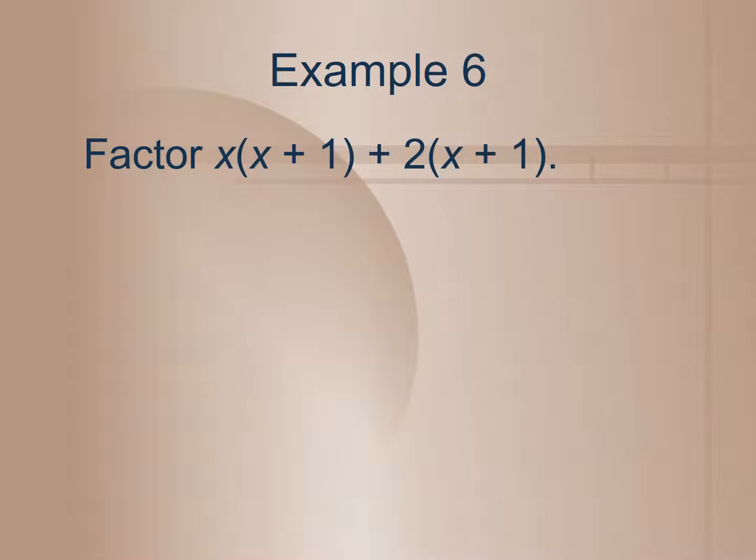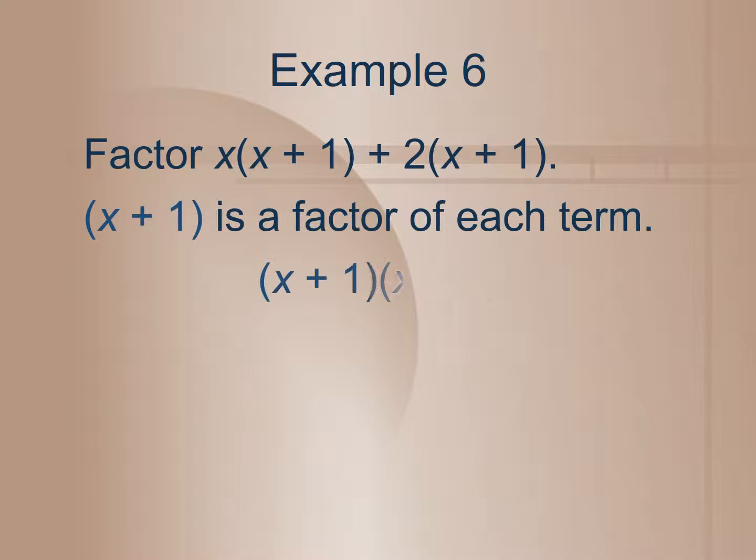So let's factor x parentheses x plus 1 plus 2 parentheses x plus 1. So notice that there are 2 terms here. This is our first term, and this is our second term. So each term has an x plus 1 that we can factor out. And when we factor out the x plus 1, we're left with x for this term, and then we're left with 2 for this term.